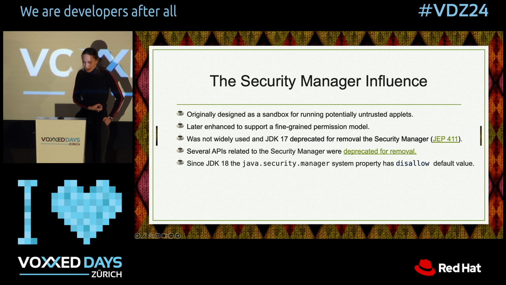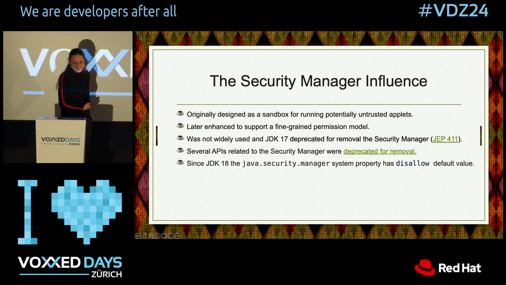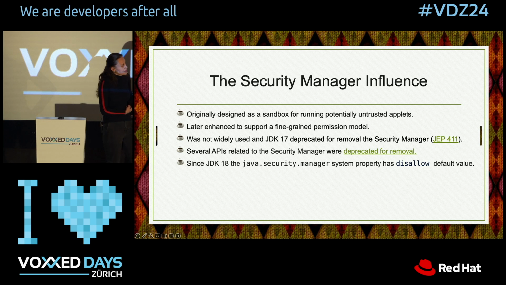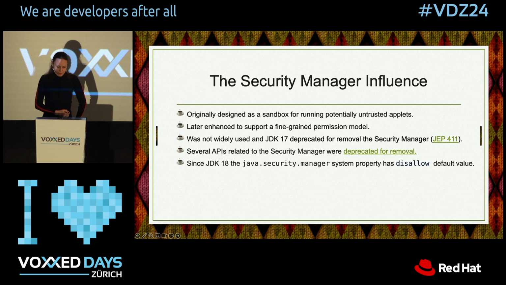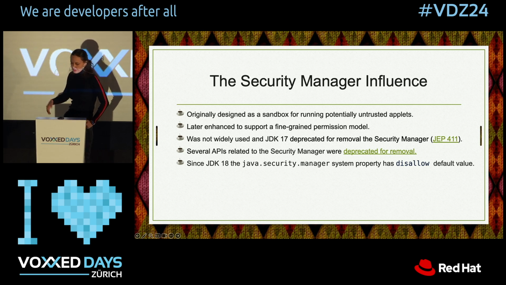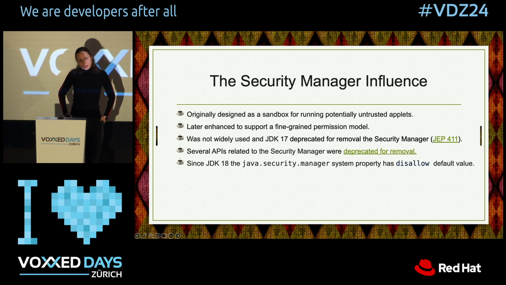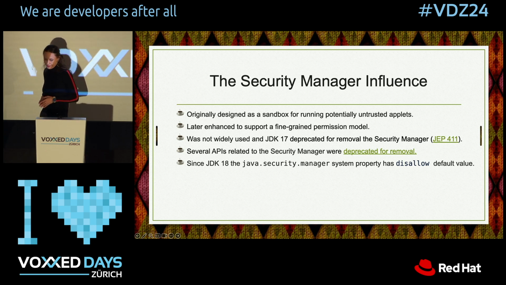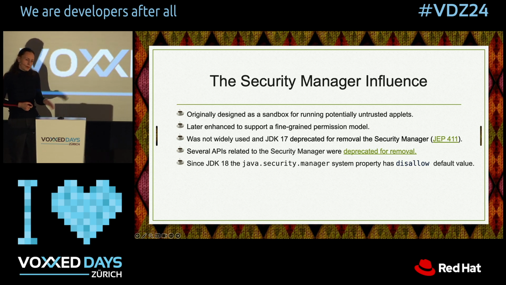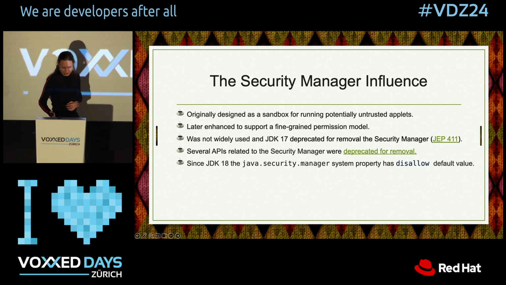Although since JDK 18 the property java.security.manager is set to disallow by default, some people are still trying to set it to allow and keep it working if they have a dependency on it. What you should know is that the security manager is still fully supported in JDK 17. But if you are using it, probably you've seen a lot of warnings, so it's not very safe. The reason I'm talking about it is not just because it was deprecated for removal and was an important JEP.